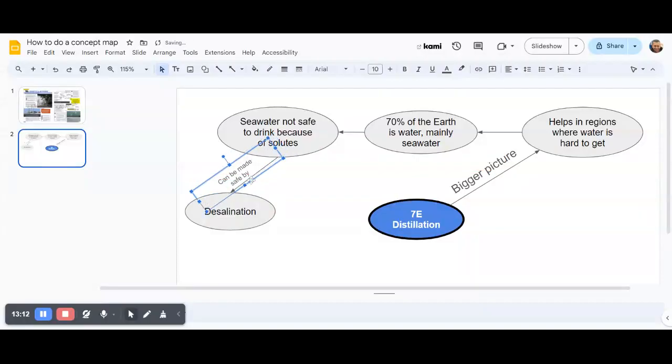Okay, so that's that. I'm happy with that. So seawater not safe to drink because of solutes can be made safe by desalination. Okay, so that's actually a really good link because it shows how the water needs to be made a lot more safer because of the solutes. And we can actually have the process that it's made safe by desalination.